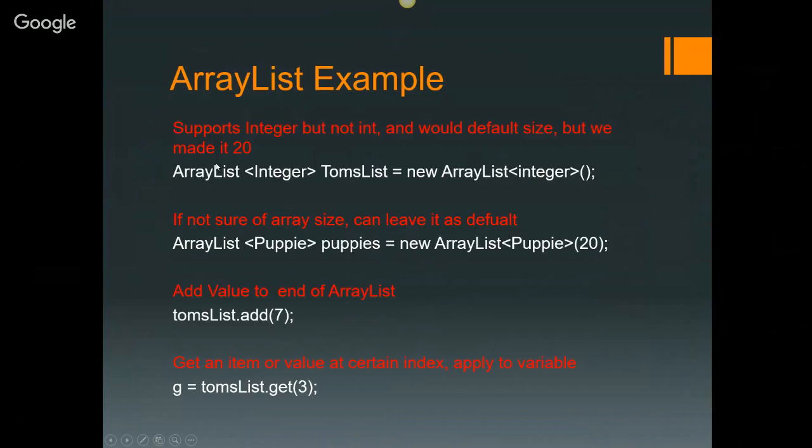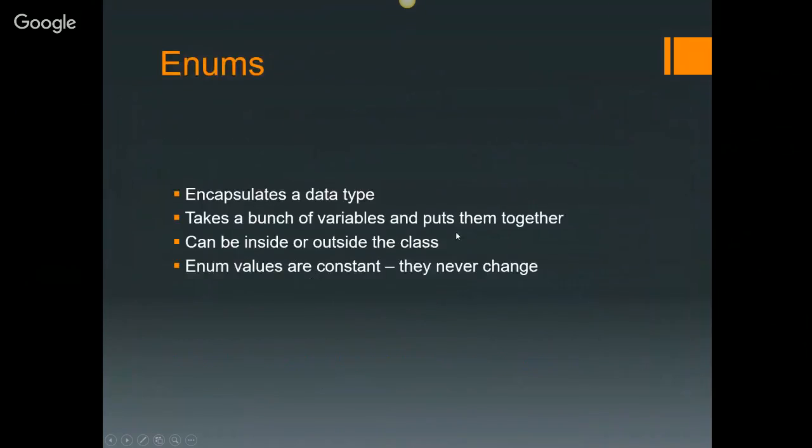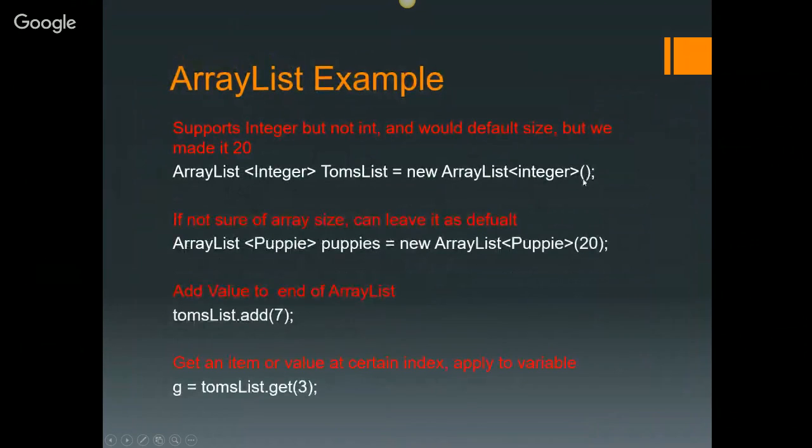I'll show you here. So for example, the data type is integer. I put it in here. My data type here happens to be puppy. But for example, on this one, I did not create an array size. It's just going to be a default. So my array list for my integer is Tom's list, and it equals the new array list there. So it just creates a new array list. If you're not sure of the array size, you can leave it as a default, which I did up here.